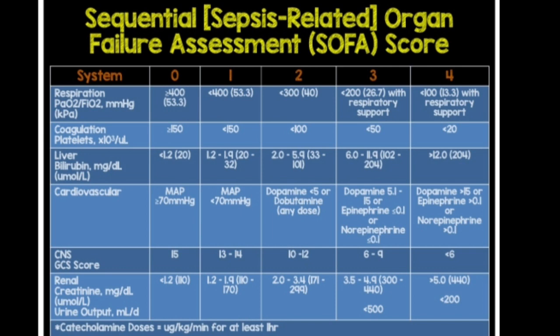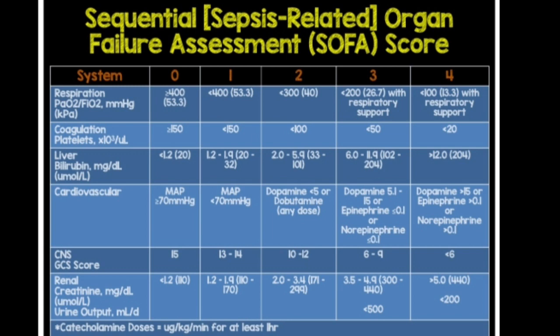And next we see the bilirubin. If bilirubin level is less than 1.2, score 0. If bilirubin is 1.2 to 1.9, score 1. If bilirubin level is 2 to 5.9, score 2. And if bilirubin level is 6 to 11, score 3. And if bilirubin level is more than 12, score 4.